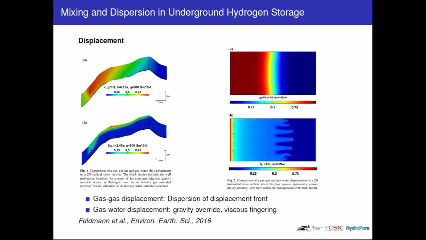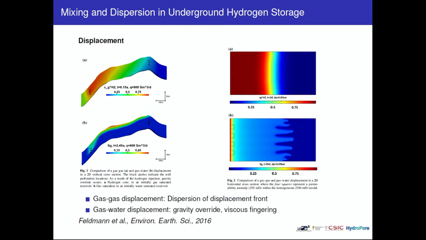This paper by Feldman et al. looked at the displacement in a realistic storage structure, which we have here, and they looked at gas-gas displacement, which is more or less this type of displacement with a very dispersed interface. And then they have gas-fluid displacement, where you get this gravity override of the less dense gas and the accumulation of the gas at the top of the reservoir.